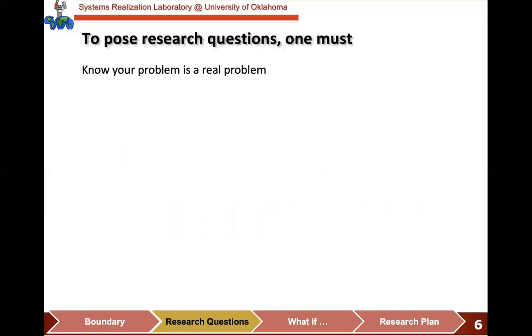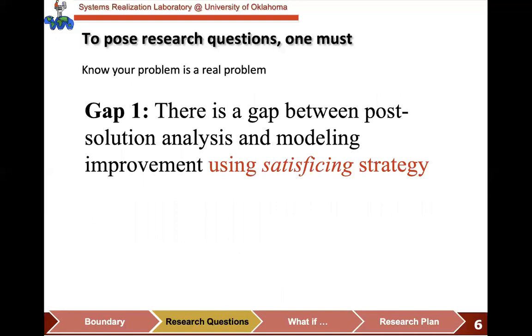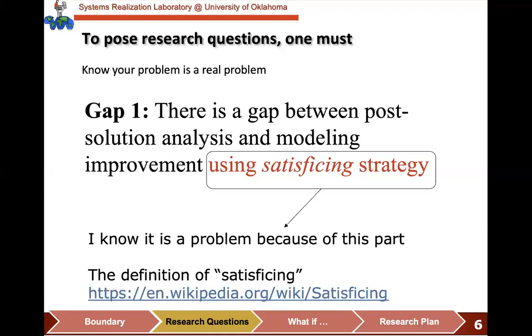Here are some examples. First, how do I know that my research gap is a real research gap and my problem is a real problem? This is the first research gap in my dissertation. And it reads like this. There is a gap between post-solution analysis and modeling improvement using satisficing strategy. How do I know that this is a real problem?